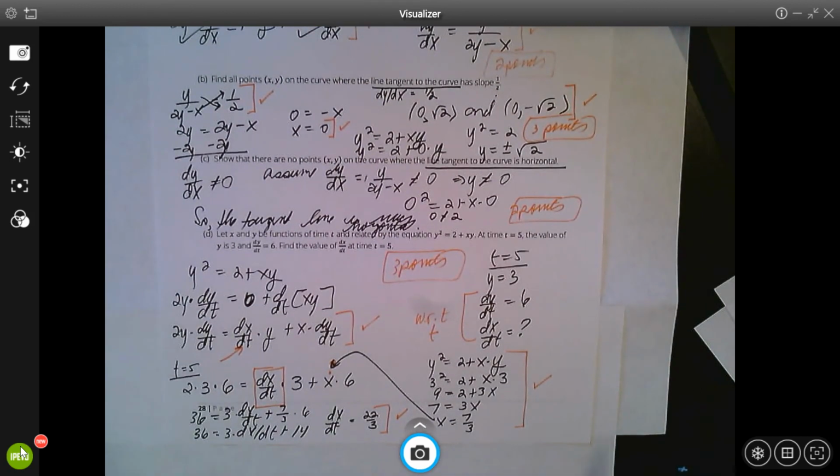Regardless of the scoring rubric, though, these are typical implicit differentiation questions that you could expect to see on the free response. So I'm going to call it a night, post this, and I'll see you all tomorrow.